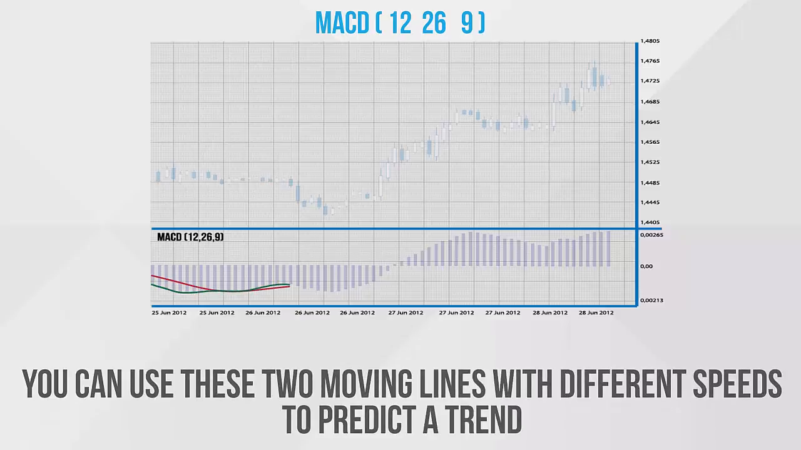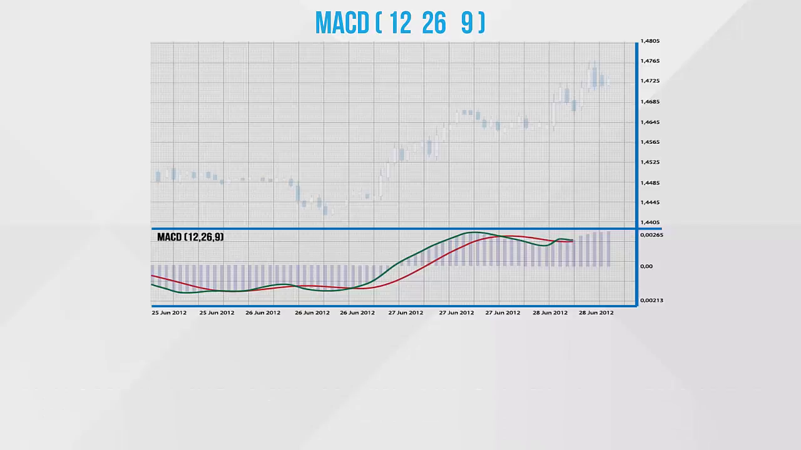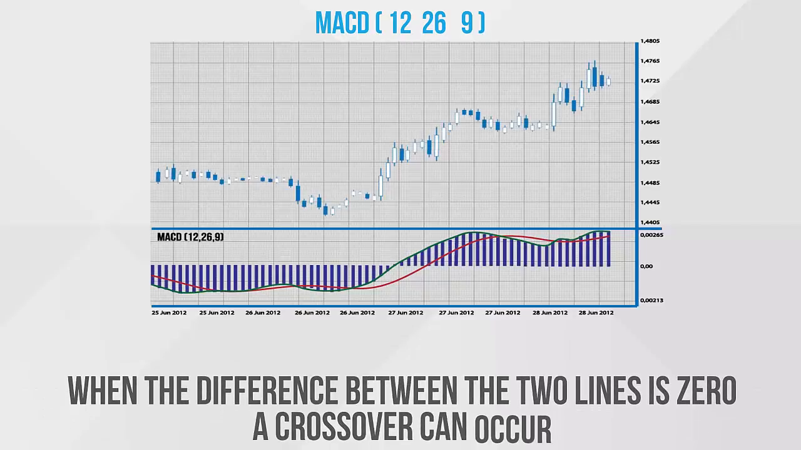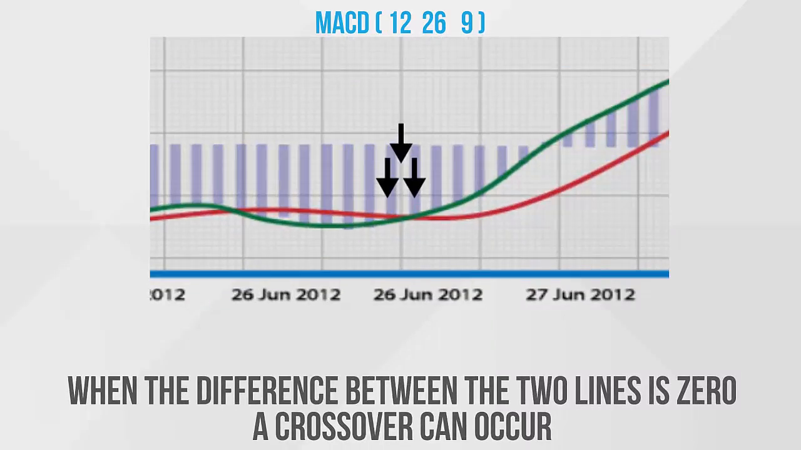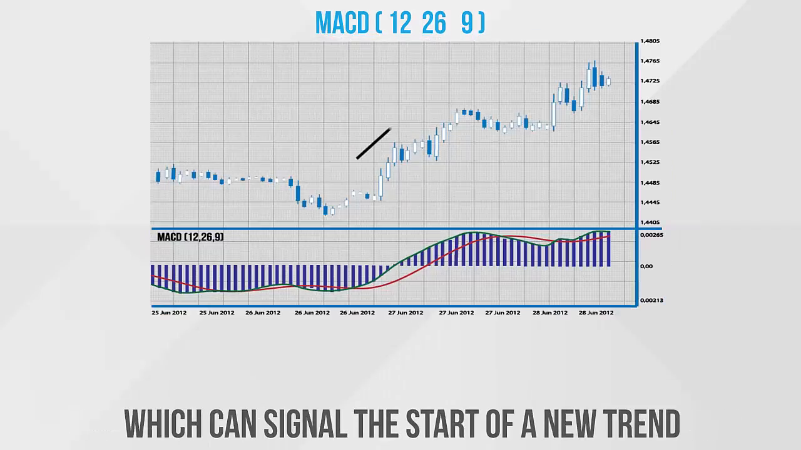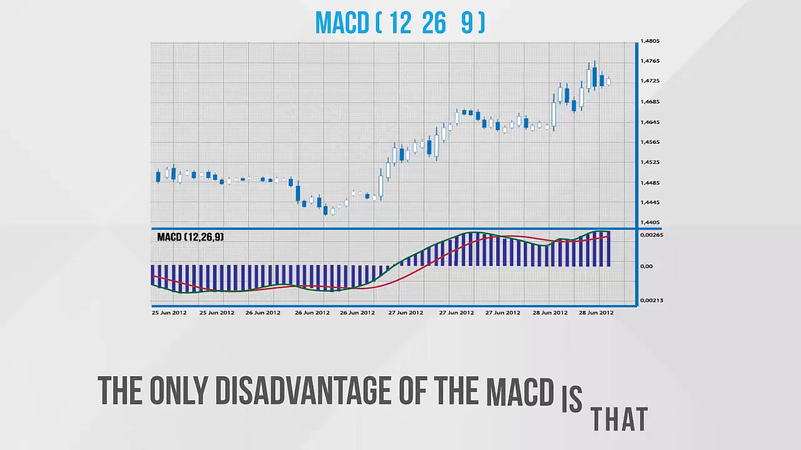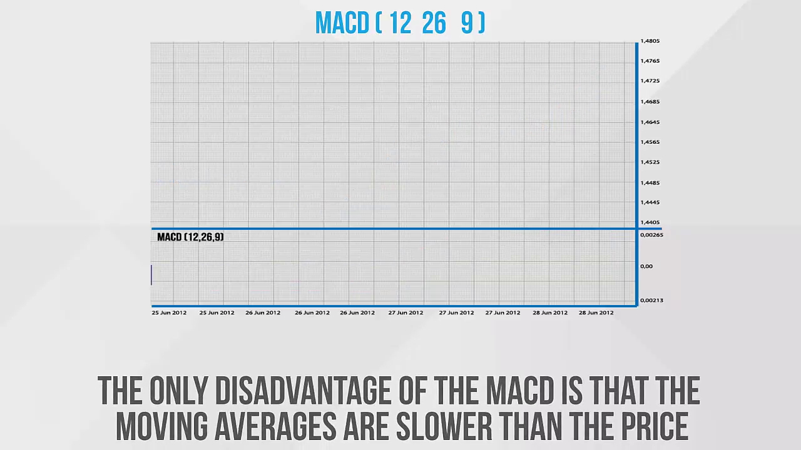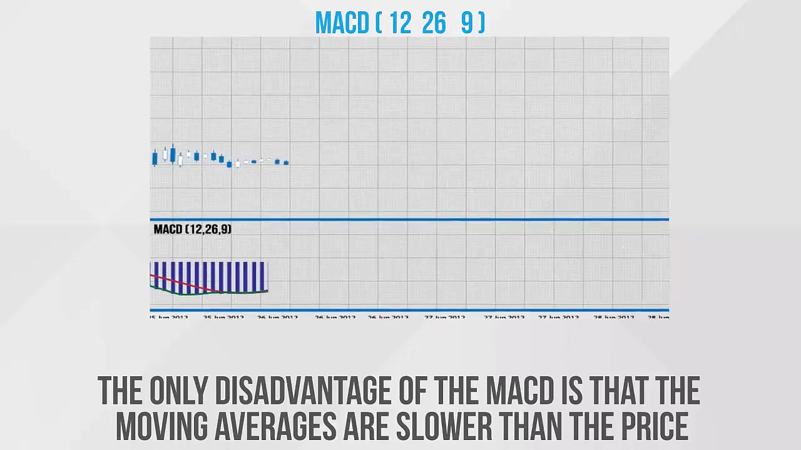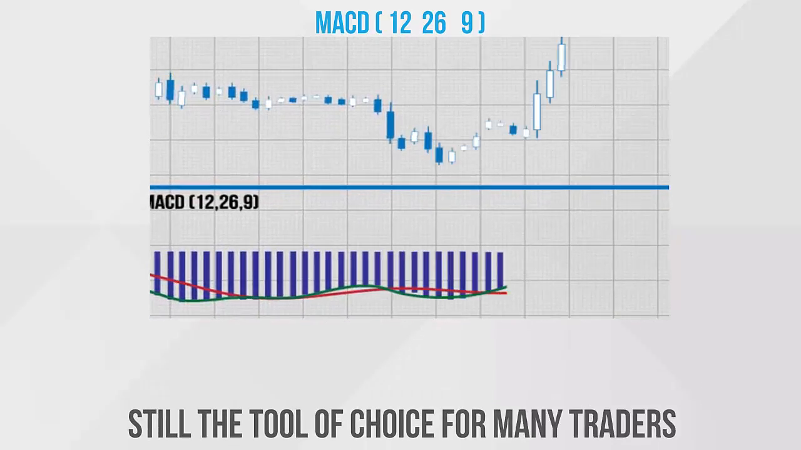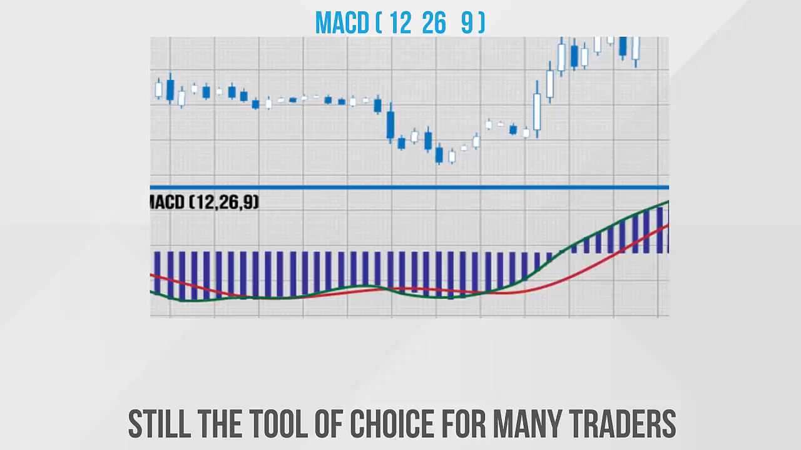You can use these 2 moving lines with different speeds to predict a trend. For instance, when the difference between the 2 lines is 0, a crossover can occur, which can signal the start of a new trend. The only disadvantage of MACD is that the moving averages tend to be slower to react than the price, but it is still the tool of choice for many traders.